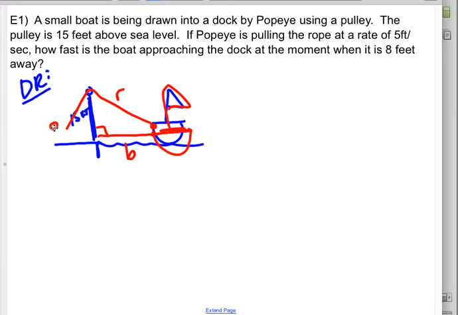So Popeye, super strong guy that he is, I don't even know how to draw Popeye. He's like really big, strong arms, right? Like, woo, biceps. That's kind of what I've decided Popeye looks like.